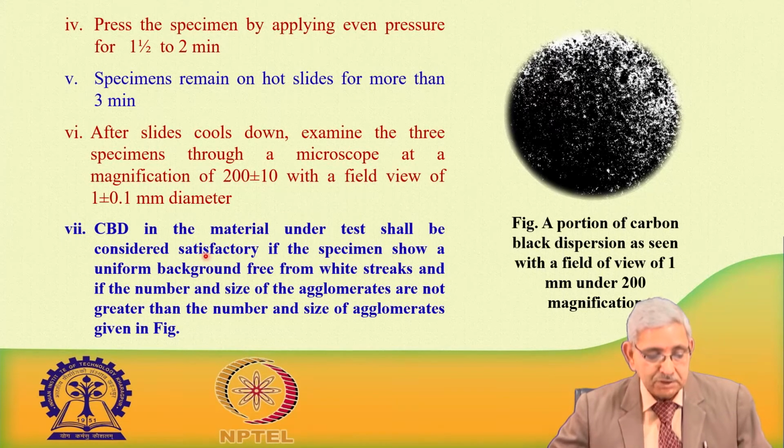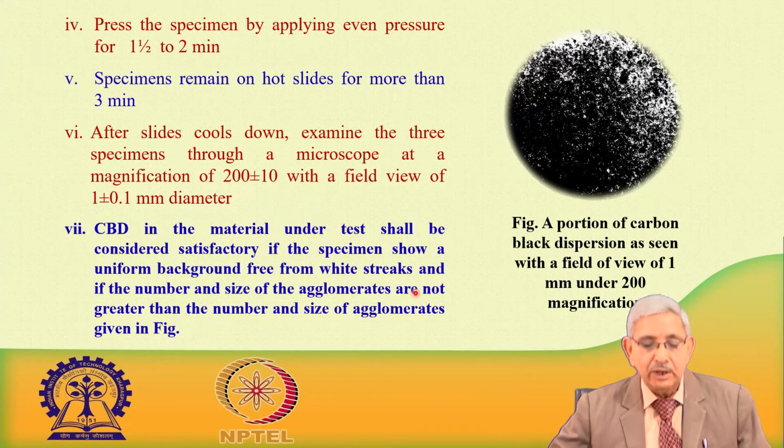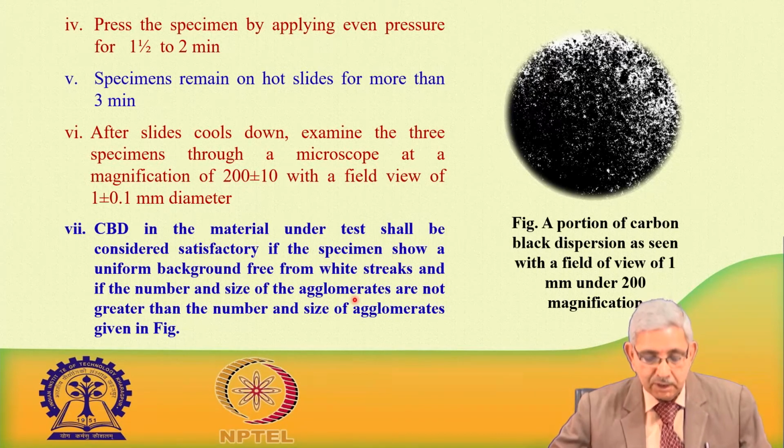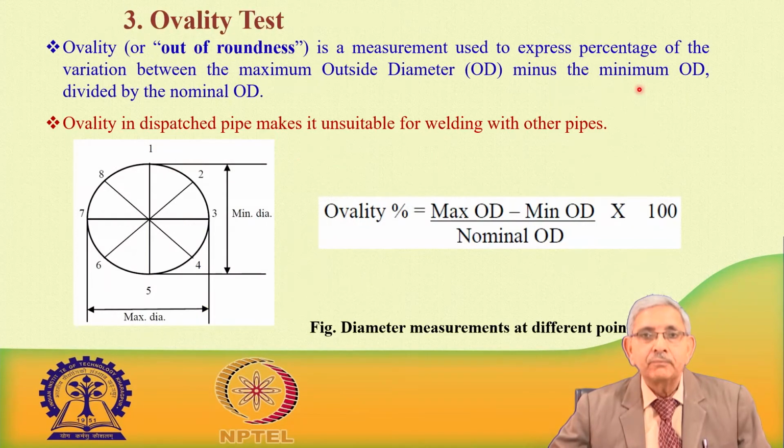This particular CBD, the material under test, shall be considered satisfactory if the specimens show a uniform background free from white streaks, and the number and size of the agglomerates are not greater than the number and size of agglomerates given in this particular figure. So, this is a standard, and from there it is compared.